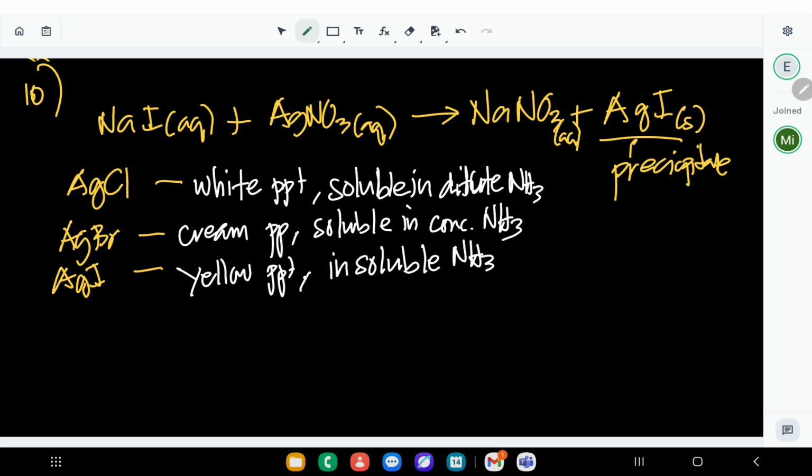Okay, so which one here is correct from the choices? Yellow. Okay, we only have two choices that have yellow, A and B, but it says insoluble, so the answer here should be letter A. Our precipitate here is silver iodide.